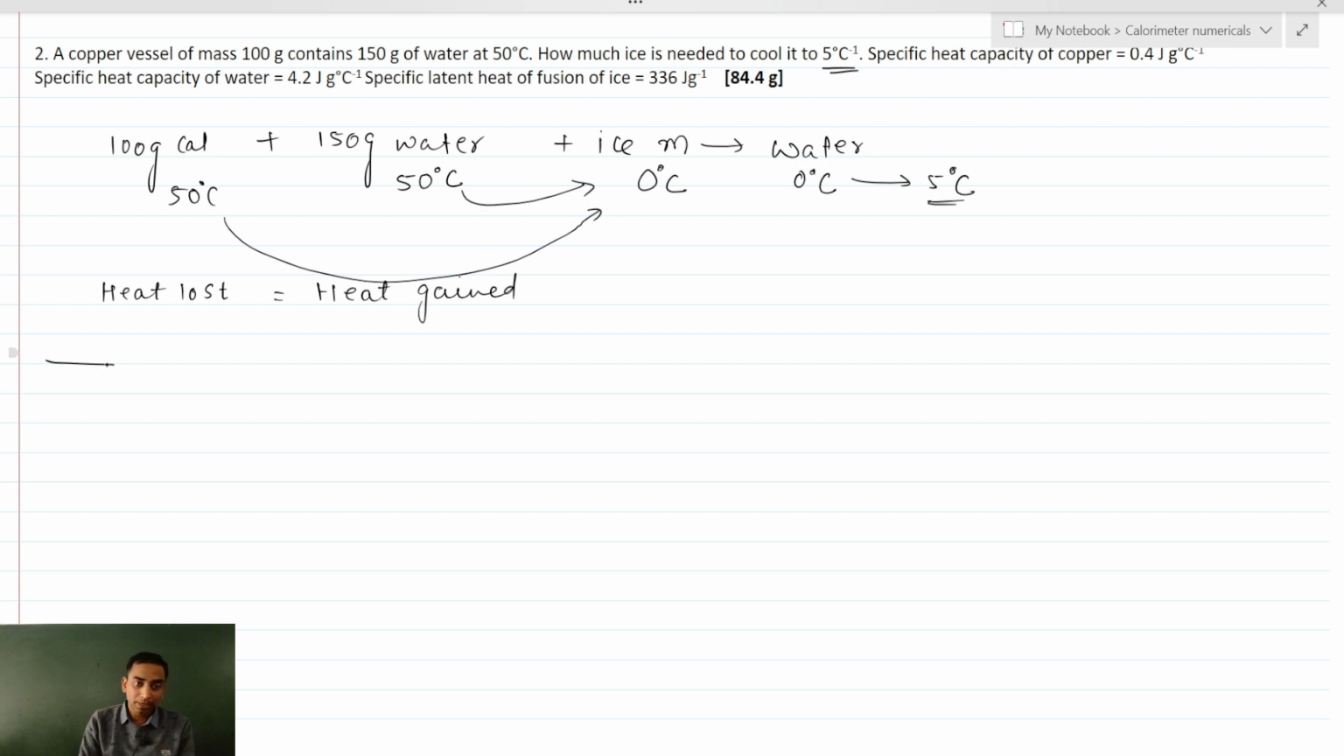So heat lost, we will be having two terms, and of course both will be m c delta T, because the temperature of the calorimeter and water decreases from 50 to 5 degrees Celsius.